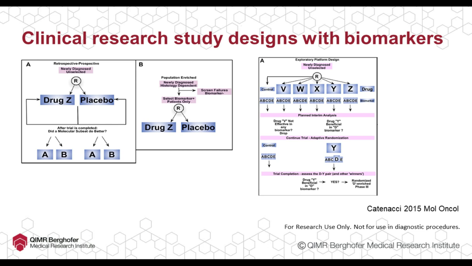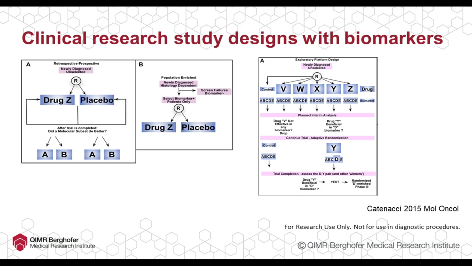So now let's consider the type of clinical research studies that we might use with proteomics. Quite often this is to find biomarkers. So I'll use clinical research study designs with biomarkers as an example. And on this slide, I'm showing three possible clinical research study designs. The one on the most left is possibly the simplest.